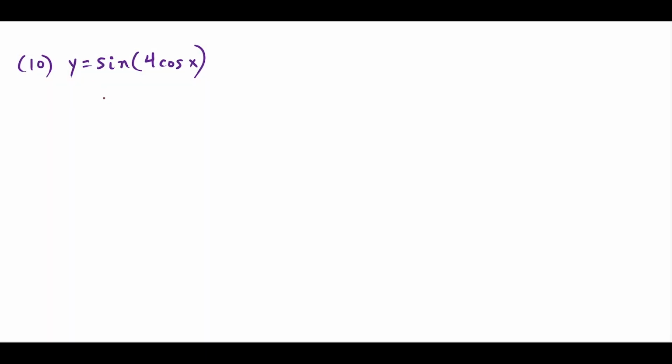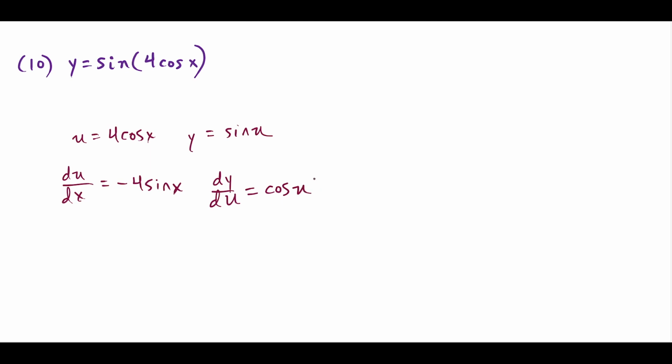Okay, for this last question, we'll go ahead and use the first method. So I'm going to let u this time equal the inside, 4 cosine x. So then we have y is equal to sine of u. So then we're going to calculate du dx, which the derivative of 4 cosine x is going to be negative 4 sine x. And now here we're going to calculate dy du. The derivative of sine u with respect to u is cosine u.